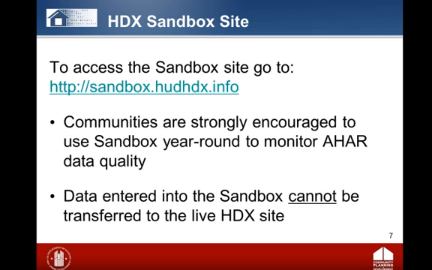Another valuable resource is the HDX Sandbox site. The Sandbox is a dummy HDX site that was designed for public viewing and testing of AHAR data collection screens for generating and testing uploaded files. The site is available at sandbox.hudhdx.info, and communities are strongly encouraged to utilize the Sandbox year-round to monitor AHAR data quality. However, data entered into the HDX Sandbox cannot be directly transferred to the official live HDX site for AHAR submission.